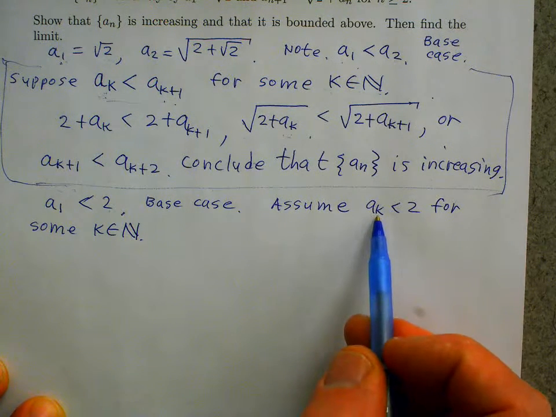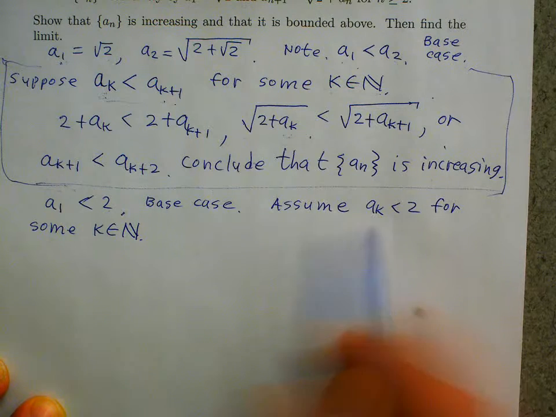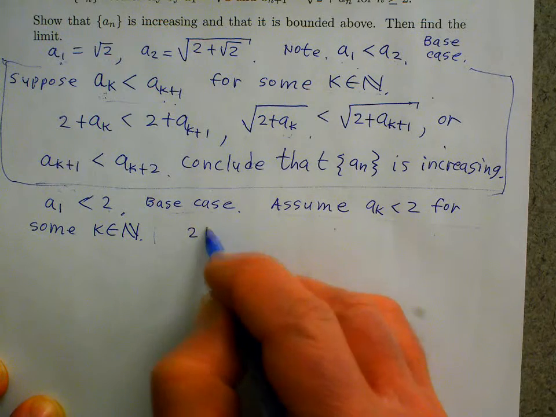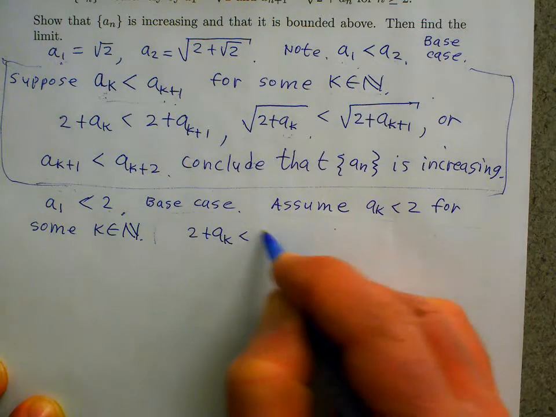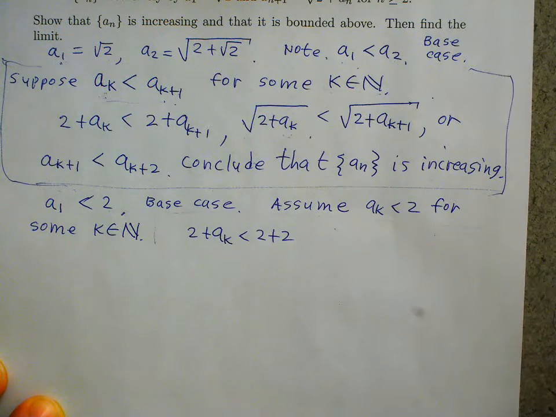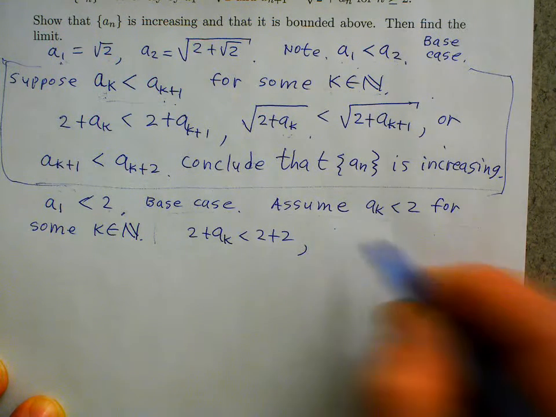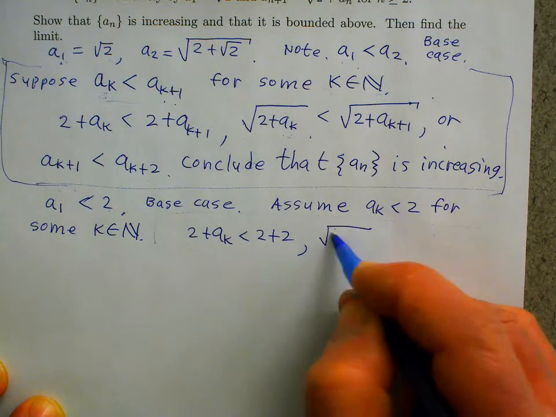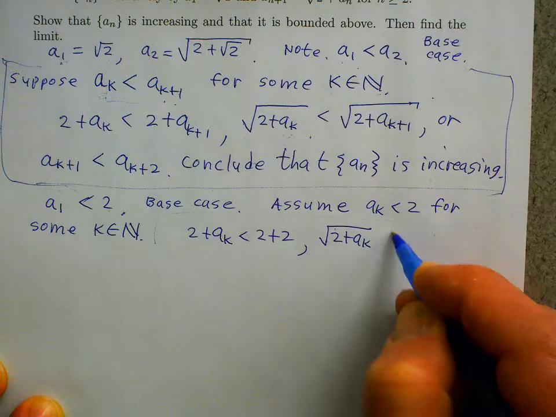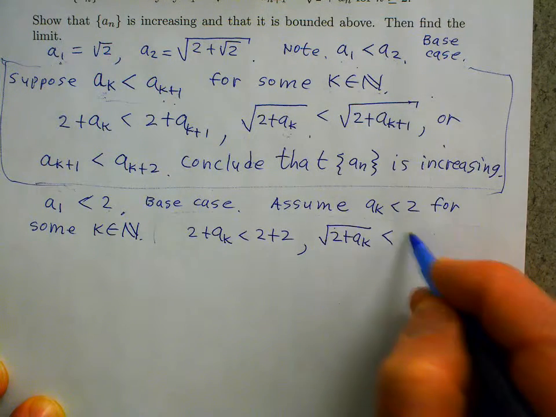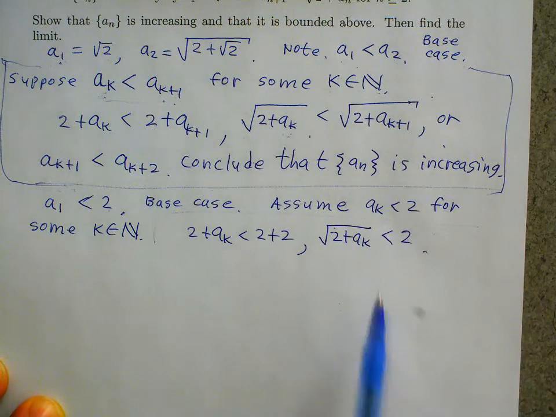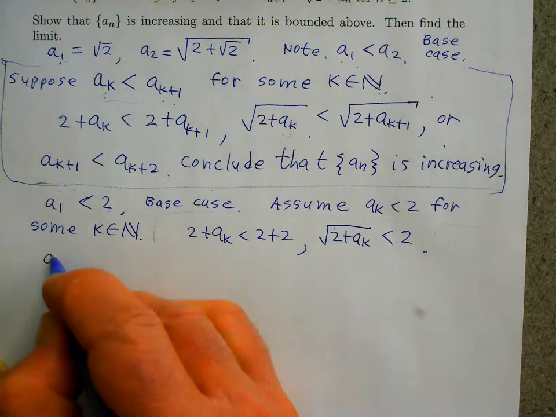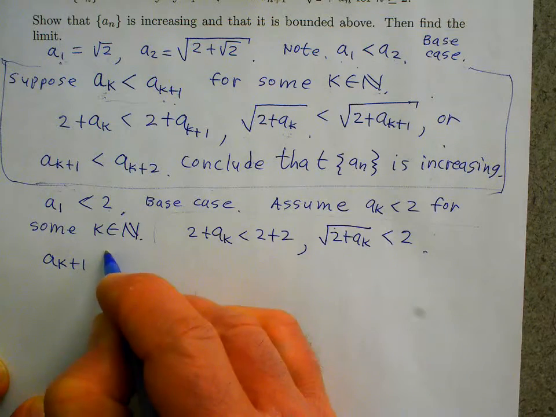Okay, so what we do for this particular argument is add 2 to both sides. So 2 plus a sub k is less than 2 plus 2. And then if we take the square root of both sides, 2 plus 2 is 4. So the square root of 2 plus a sub k is less than the square root of 4, which is 2. But by definition, the square root of 2 plus a sub k is a sub k plus 1, which is less than 2.